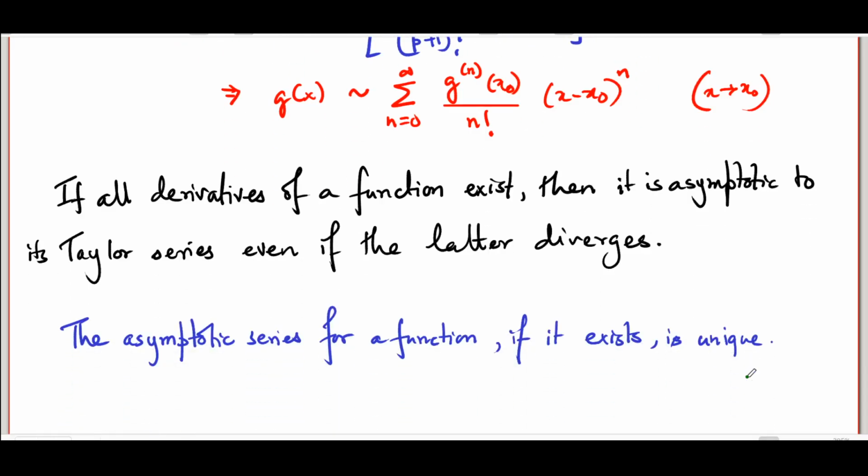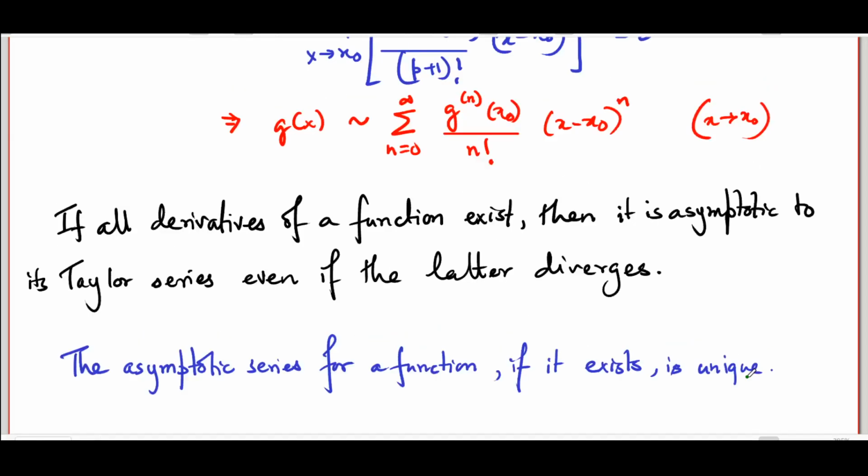And this, along with what we have done earlier, tells us that the asymptotic power series for a function centered at a particular point x0, if it exists, is unique, because all the coefficients can be uniquely determined in terms of the higher and higher order derivatives of the function evaluated at x0.